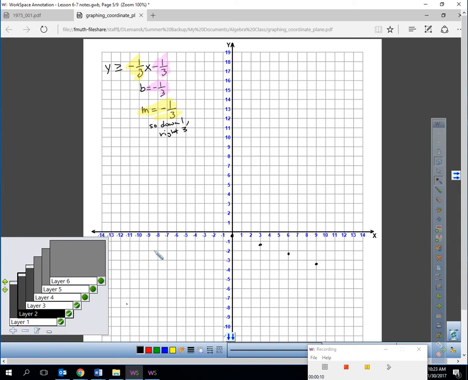Now, should I use a bold line or a dotted line? Well, look carefully. Let me highlight my inequality. Let's look at it. Do you notice how the inequality has an equal in it? You should use then a bold line.